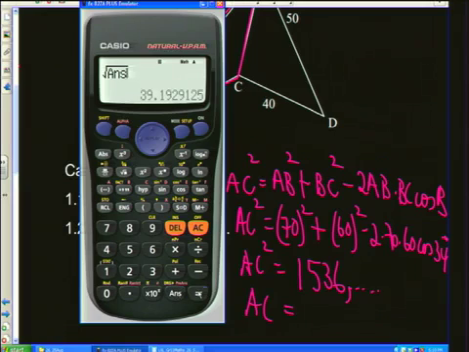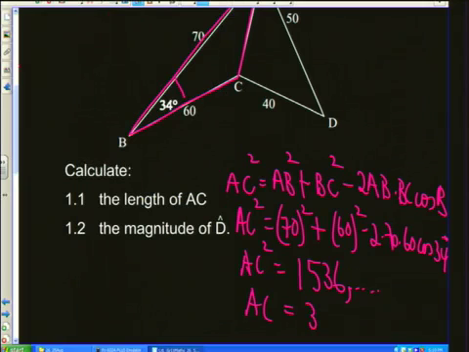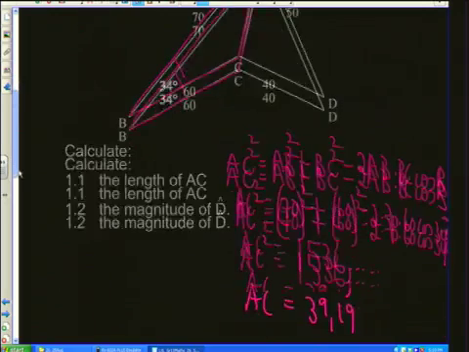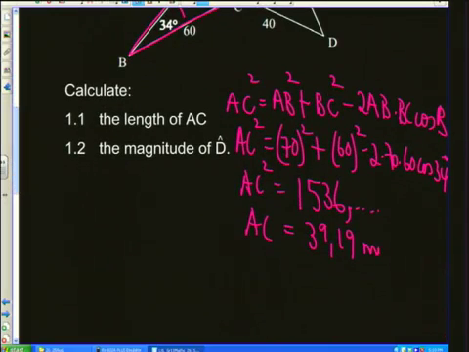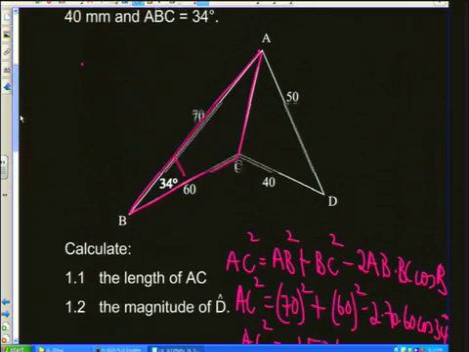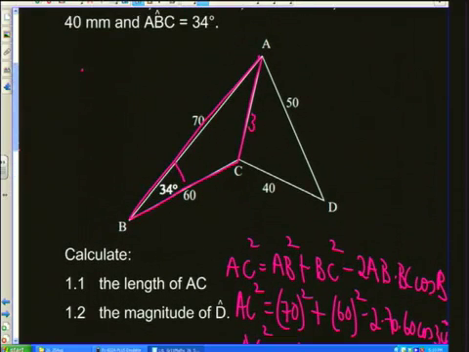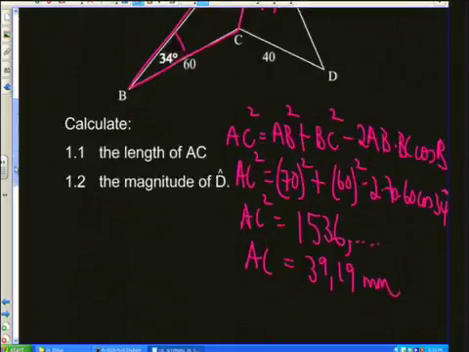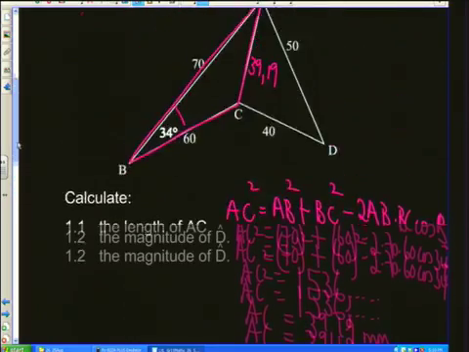And then AC as a follow-up calculation would be the square root of the answer that you've got on your screen, which would be 39,19, in the same units that we're working in. And we're working in millimeters, so this would be 39,19 millimeters.